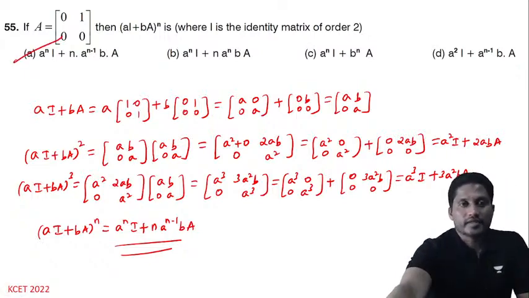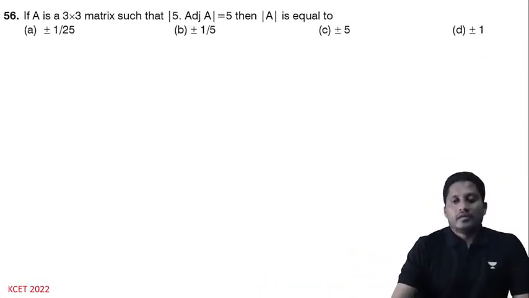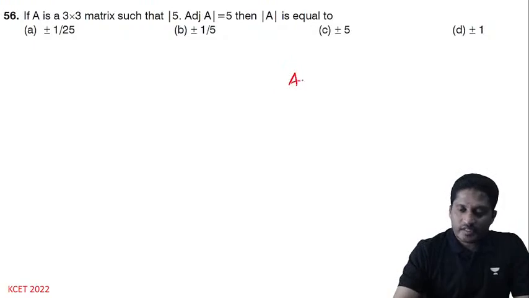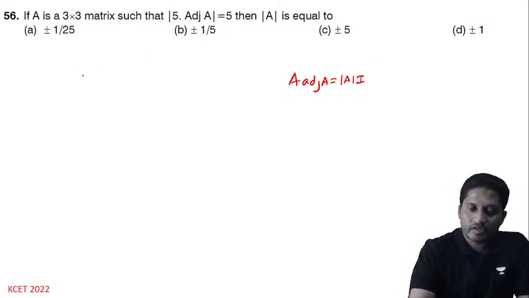Right, let's move to the next question. Question number 56. A into adjoint of A is determinant A into I, right? A into adjoint A is determinant A into I. So 5 into adjoint A is determinant 5 into I. So this should come in under the determinant, which is equal to 5.